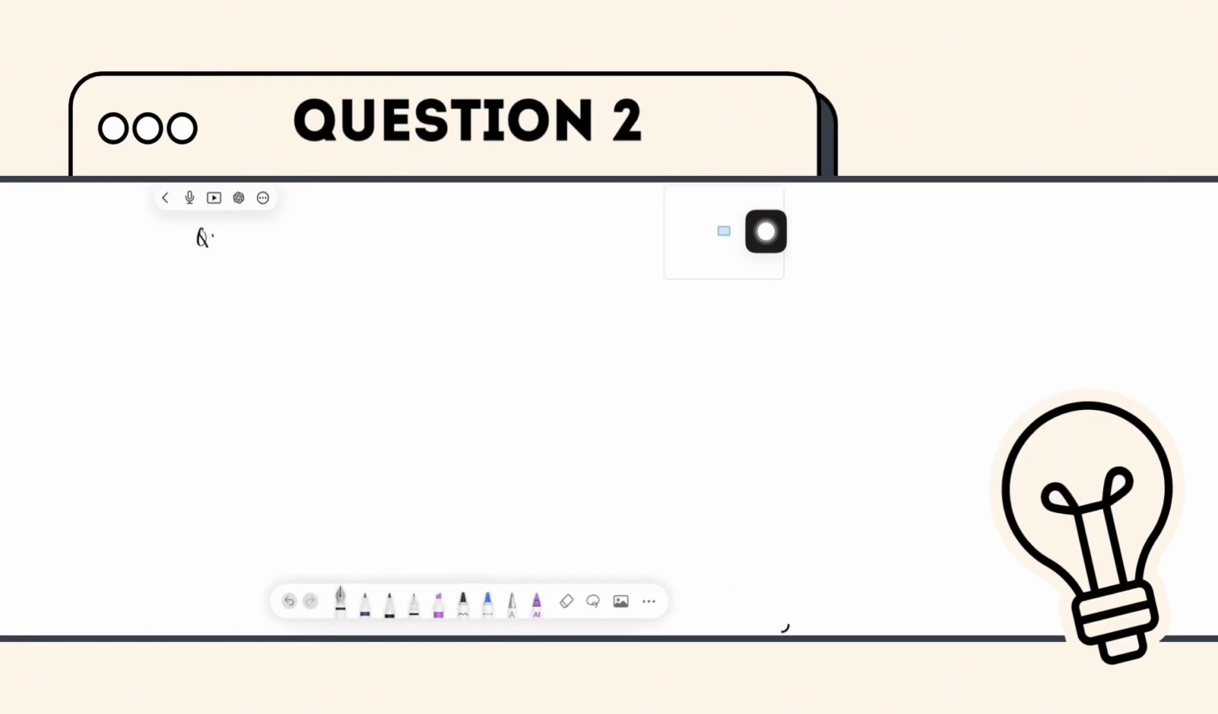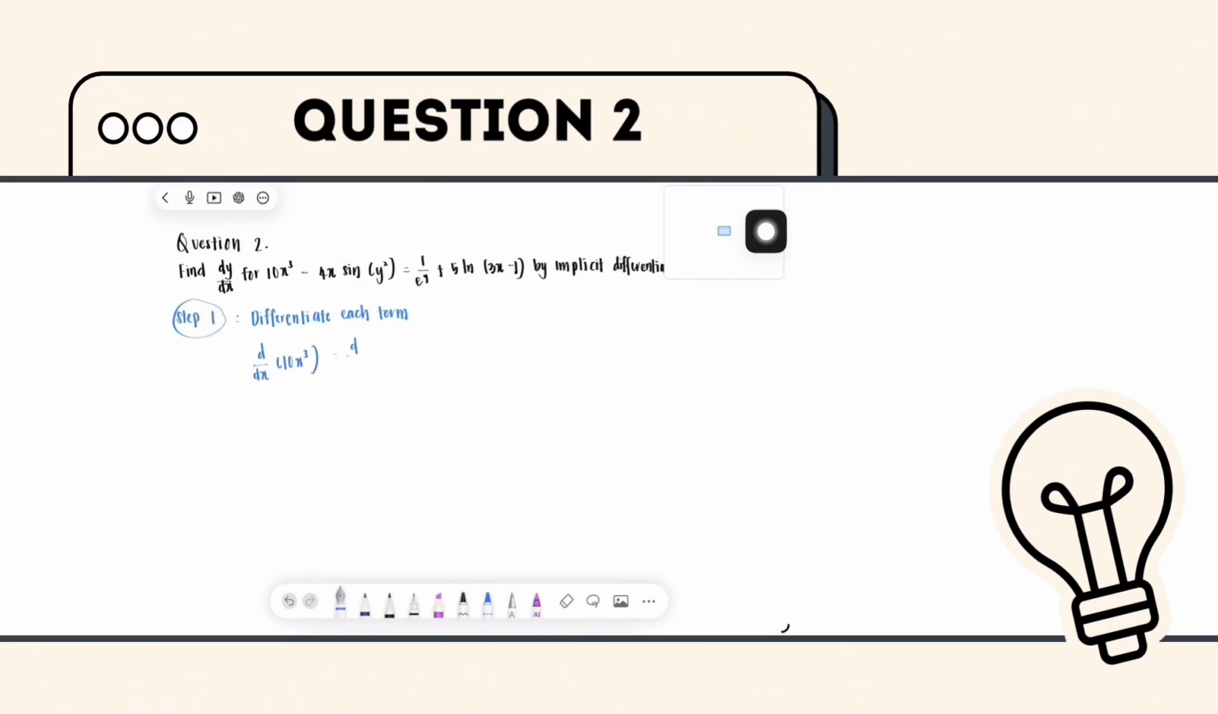My name is AMMAR. Okay, now we will solve the second question. We would like to find dy dx for 10x to the power of 3 minus 4x(y squared) equals 1 over e to the power of y plus 5 ln(3x minus 1) by implicit differentiation. Firstly, we need to differentiate each term by adding d over dx in front of each term.